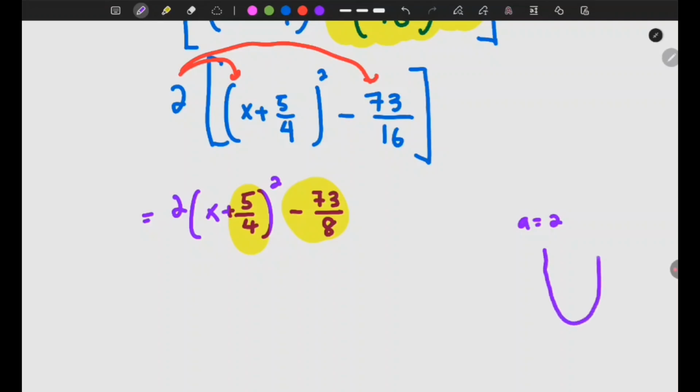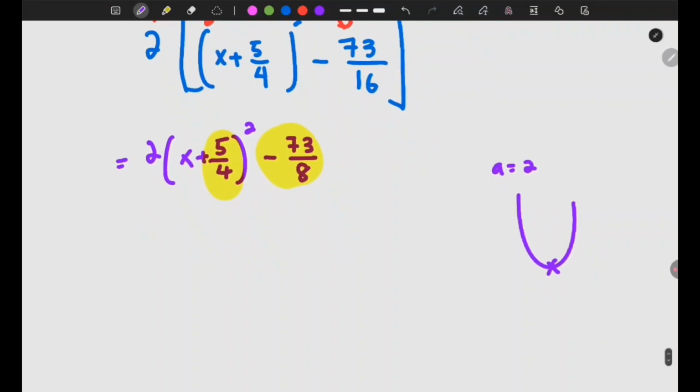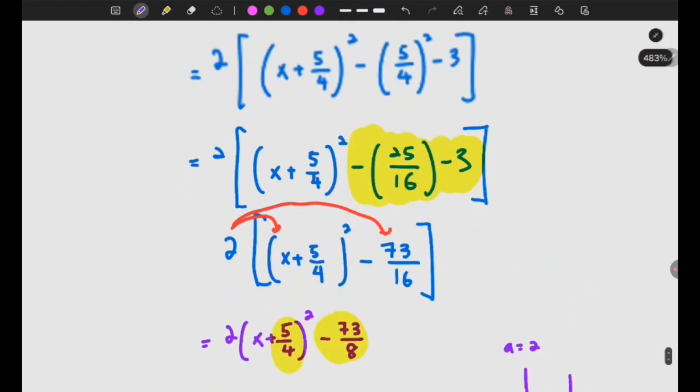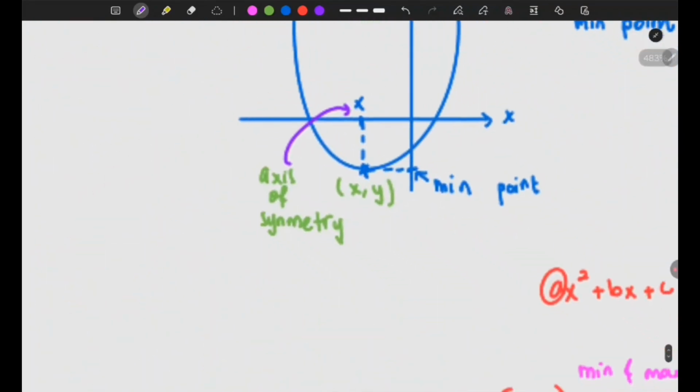But what is the value of the minimum point, which I told you just now from the graph? The x and y, the axis of symmetry, and the y value, which is the minimum or the maximum value. I told you from completing the square, and this is the completing the square. And where do I see that? These two, 5 over 4 and the negative 73 over 8.